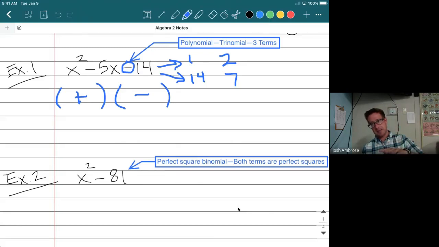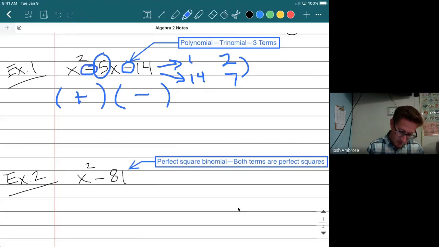Now, is it possible to create this middle number, 5, with 1 and 14 or 2 and 7, using addition or subtraction? The answer is yes, you can with 2 and 7. If we manipulate 2 and 7, that can create 5. And it's not just any 5. What kind of 5 is it? It's a negative 5. That's this sign right here.